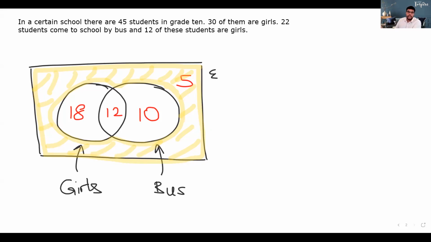But not by bus. 10 is the number of boys who come to school by bus, and 5 is the number of boys who come to school by some other method, maybe a car or bicycle or something else.